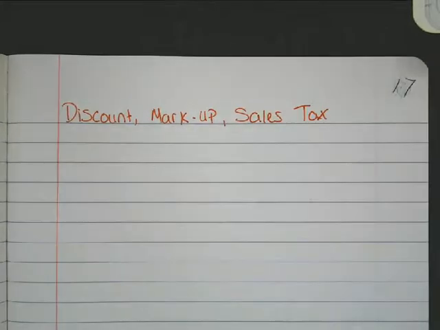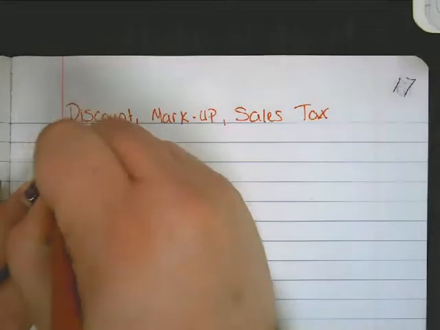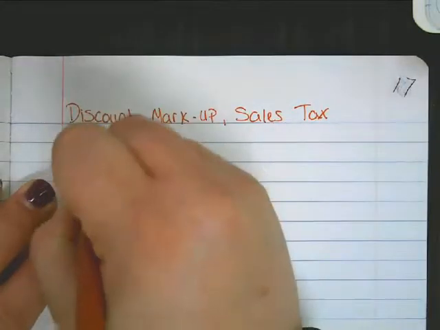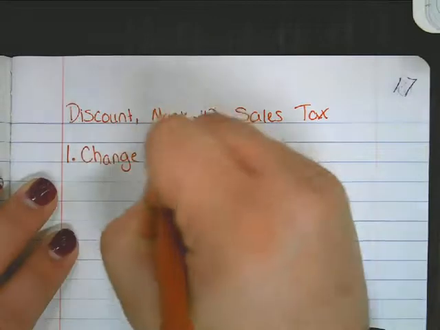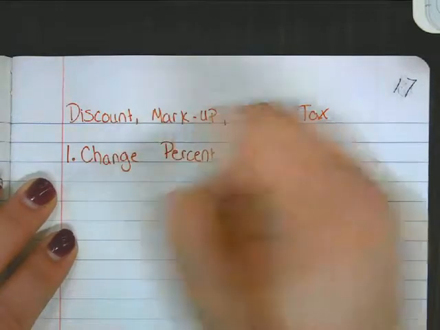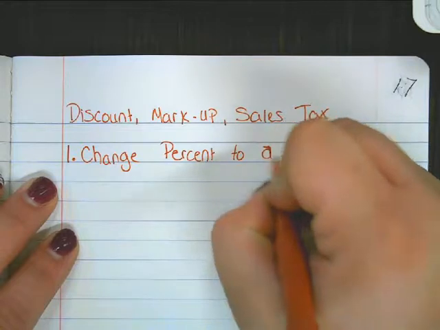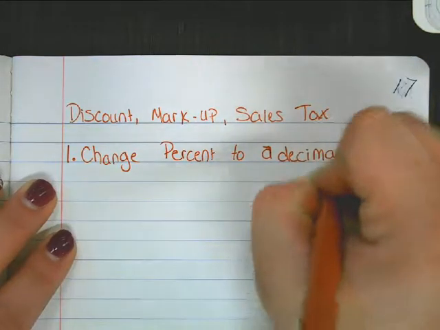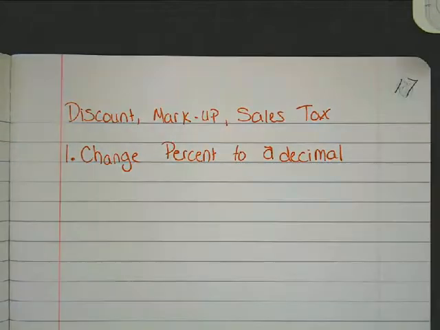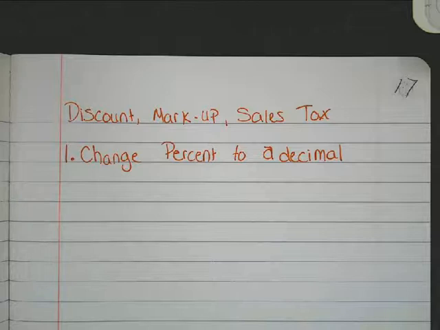Okay, so whether you're doing discount, markup, or sales tax, the process is the same. So the first thing you're always going to do is change the percent to a decimal. If you forget to do that first step, your whole answer is going to be wrong. You have to change it to a decimal. There will be times that you have a decimal in your percent. You still have to change it to a decimal. Okay, and we'll go over that.